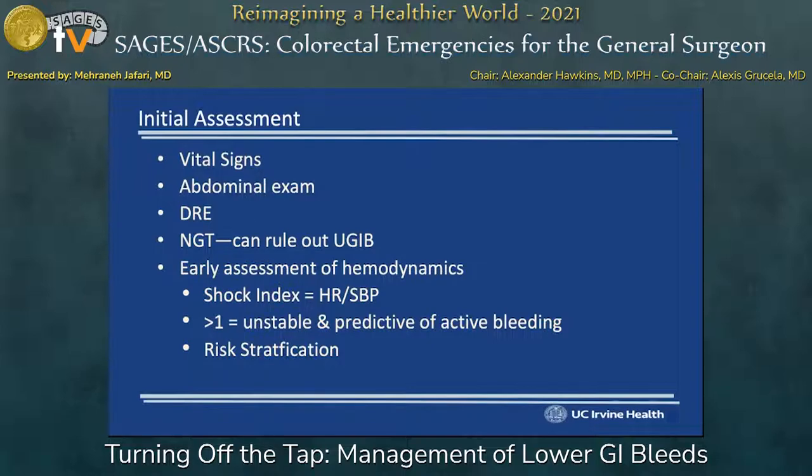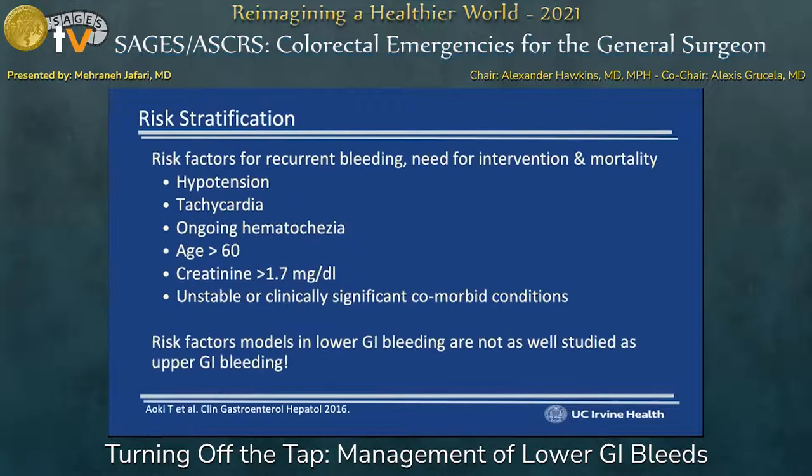hemodynamics is very important. Shock index is easy to obtain, heart rate divided by systolic blood pressure. If it's greater than one, it means the patient is unstable and is predictive of active bleeding. This can help you figure out if you're going to get a CTA versus a colonoscopy. And risk stratification can be important in that you can decide what you're going to do with the patient in terms of admission, et cetera.